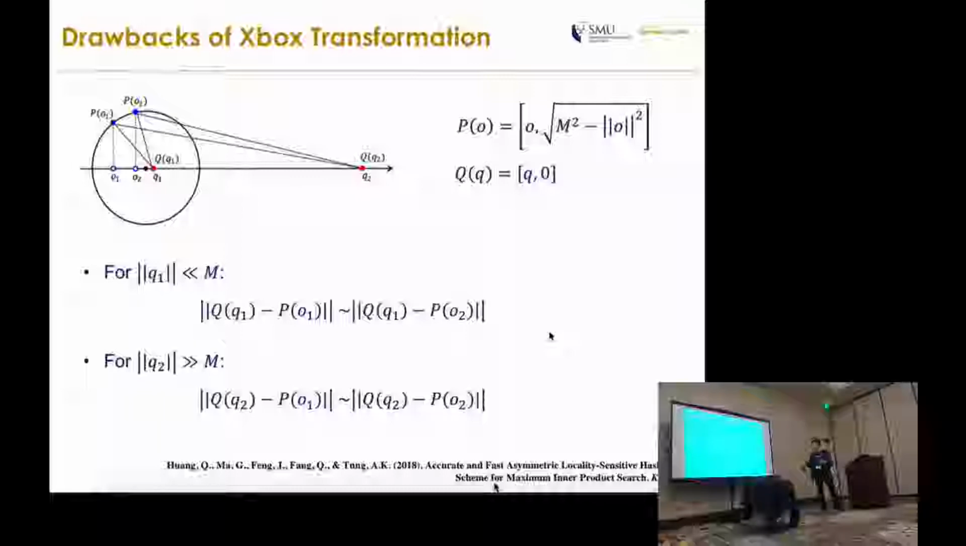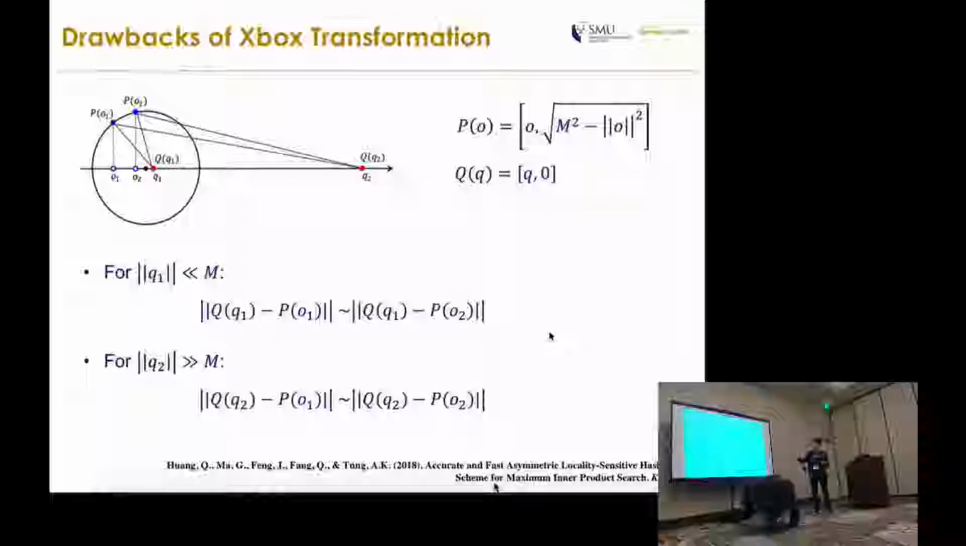However, even with the Xbox transformation, there are still some drawbacks that you might encounter. If you look at this figure, this is the data vector, and Q1 is the query vector. This is the original form of the data vectors and the query vector. After the Xbox transformation, the two data vectors now become two points on the circle, whereas the query vector becomes a point of Q2.